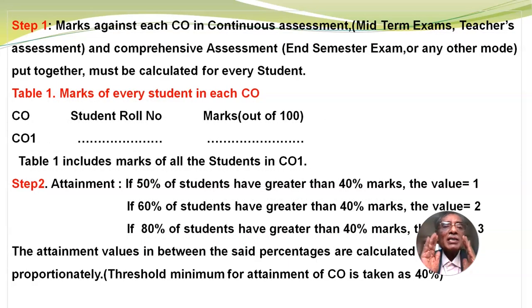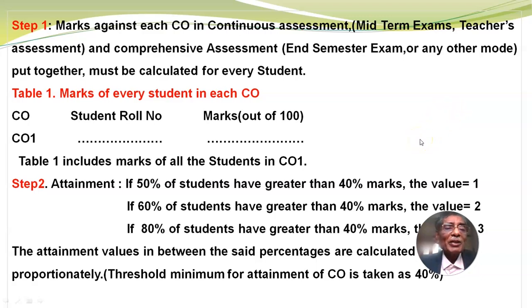Step 1. Marks against each CO in continuous assessment, that is midterm exams, teachers' assessment, and also comprehensive assessment, end semester examination or any other mode, put together must be calculated for every student. It's like this, Table 1, marks of every student in each CO. CO1, student roll number and marks out of 100. CO1, for example. So for each student, you record marks out of 100.